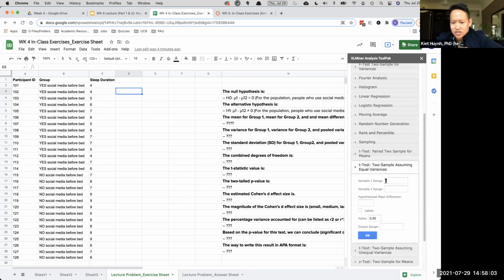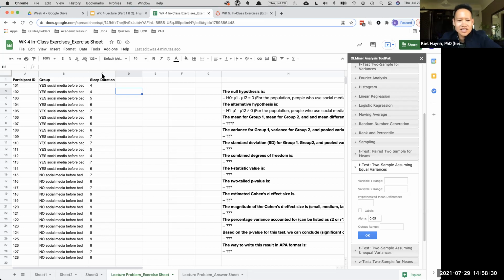Okay, these are the inputs. You have to put the values for the first group. They call it variable 1, but just assume it's the same as group 1. Then the range for group 2. You don't have to write anything for hypothesized mean difference. You don't have to click on labels. You can leave alpha level at 0.05. We'll always use alpha level 0.05. And then you have to decide where you want the output to be on your Google Sheets.